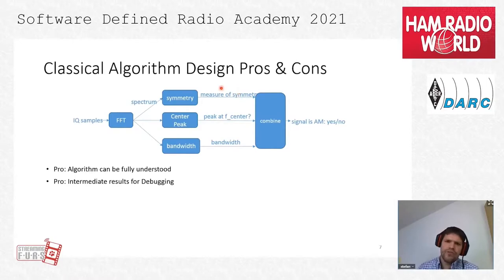Perhaps you could go back, look for the measure of symmetry, and maybe you see, oh, it's not symmetric. So you can even go a step further back and have a look at the spectrum, and maybe you can see in the spectrum, oh, it's not symmetric. So there's a kind of way to improve your algorithm by debugging.